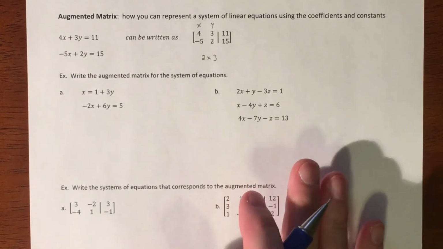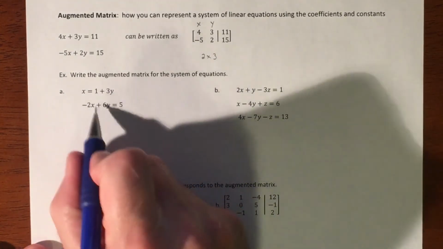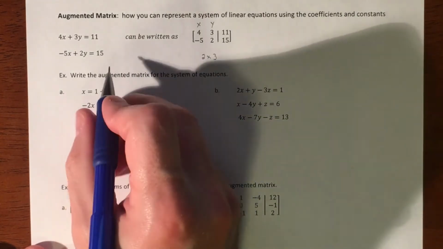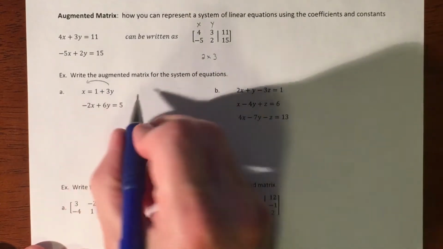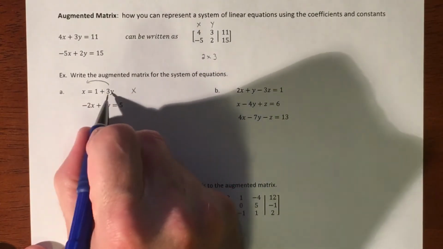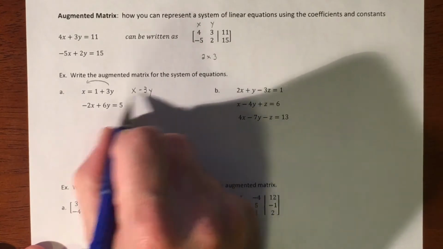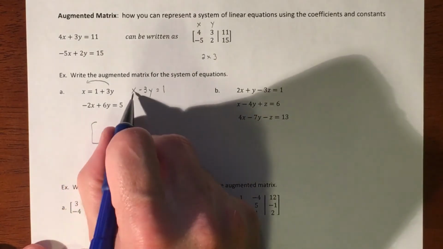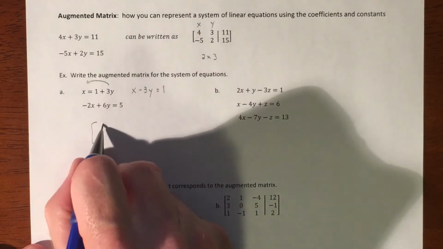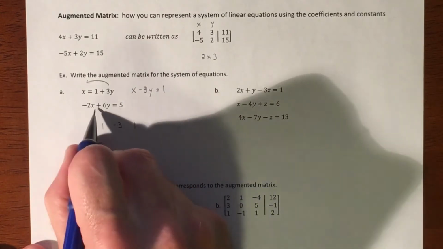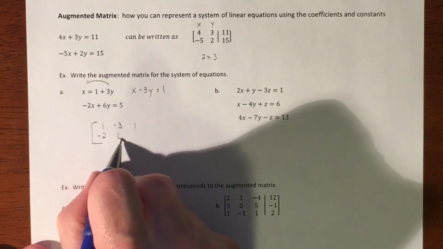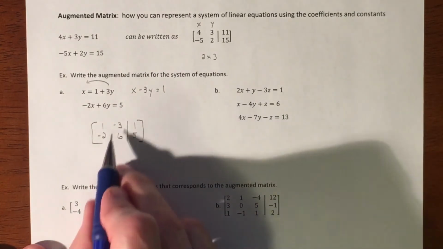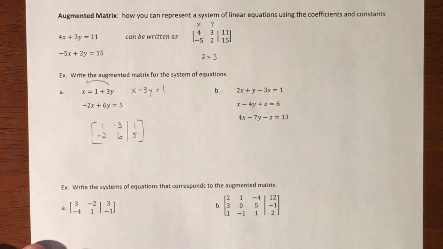Okay, so that is the idea of how we're going to take this and write it as an augmented matrix. Well, right now it's not in the right form, so we need to adjust this piece over. That's going to turn into x minus 3y, because we'll have to subtract the 3y over, equals a 1. So for our augmented matrix, it's going to be 1, negative 3, 1. And this is going to be a negative 2, 6, 5. And then we just separate out our variables from what it equals.